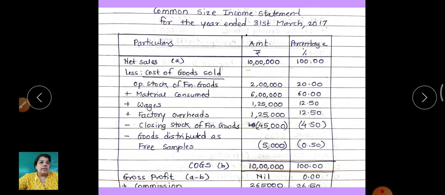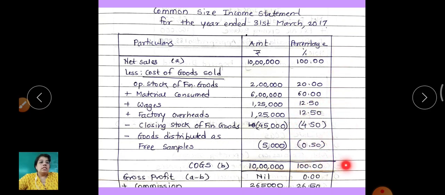So now I have calculated all the percentages and put them into this statement. Net sales is 100%, that has to be assumed, that is our base figure. From COGS, all the items have been converted into percentages. Opening stock 20%, material consumed is 60%, which constitutes the major percentage of COGS. And wages 12.50%, factory expenses the same 12.50%, closing stock of finished goods is a negative amount, 4.50%, free samples are 0.50%. Negative means that it has been deducted, that's why it is put into brackets.